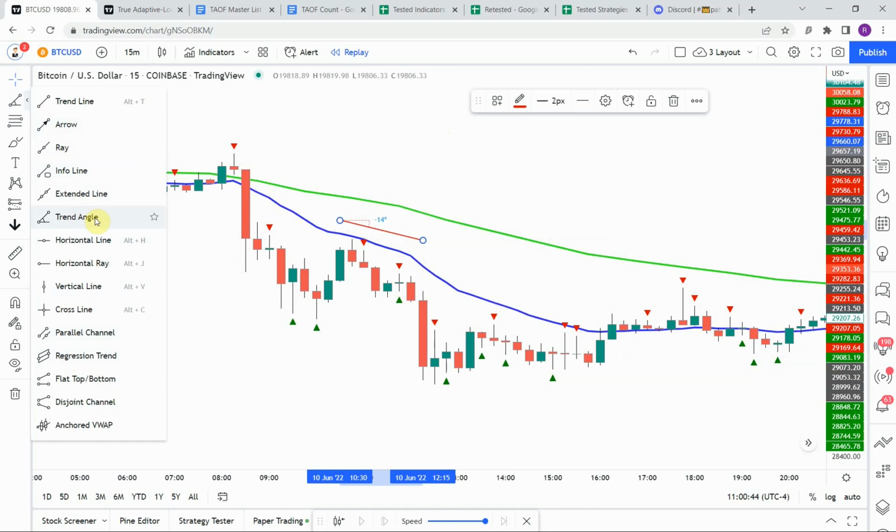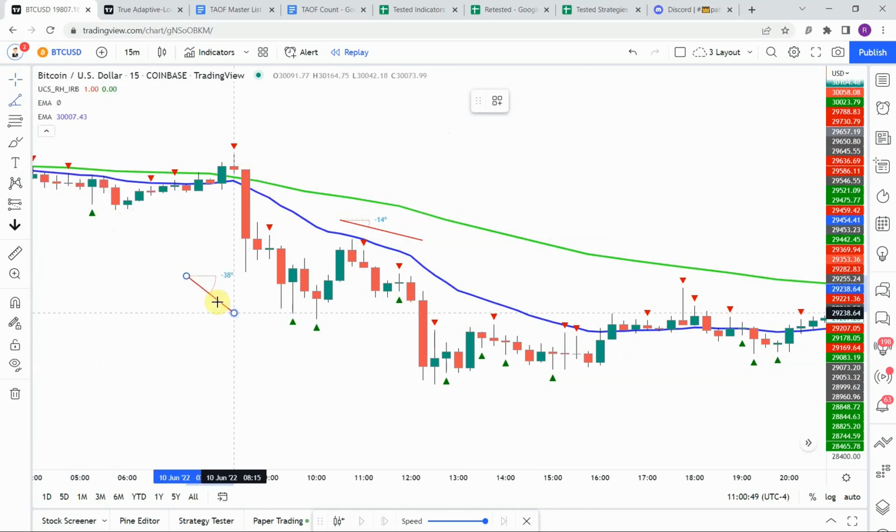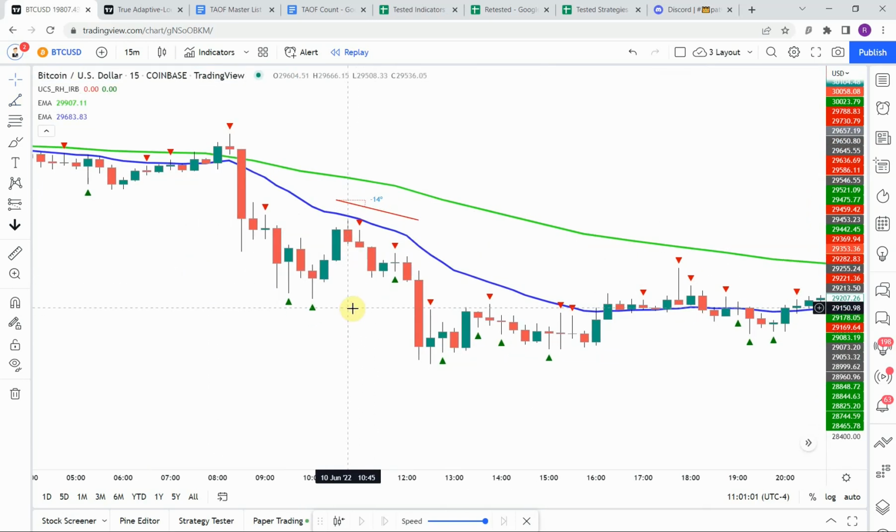That little angle tool there you can find right here with the lines and such. It is this trend angle tool right there. You just click on it, then click on the screen, then drag that little line out to wherever, and then you can grab that line and move it around, hold it with your mouse, move it to whatever angle you want it at. So, all right, back to the strategy here.